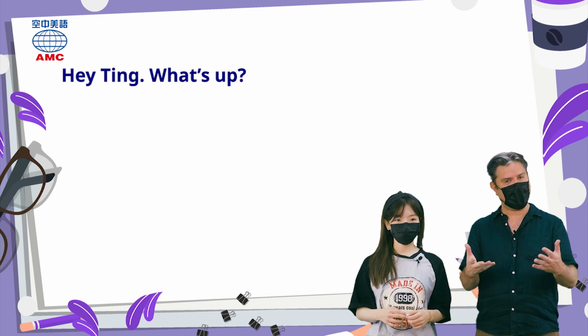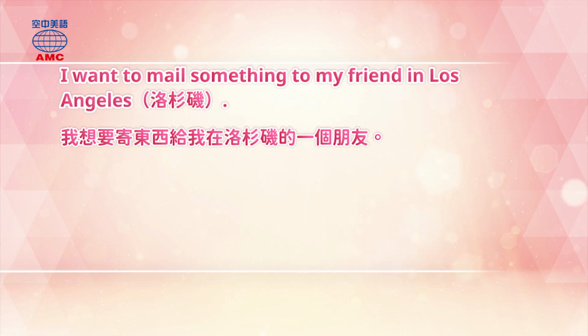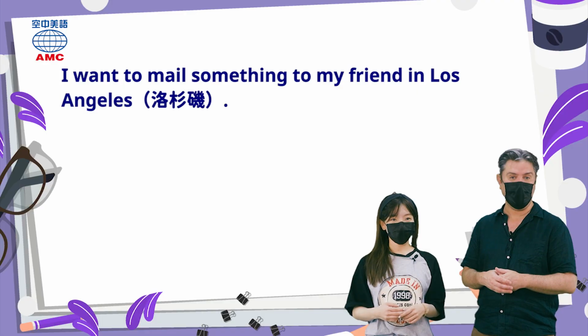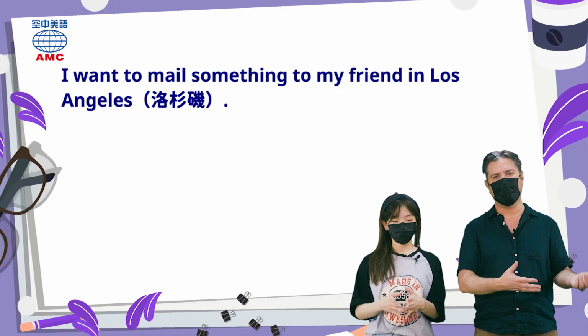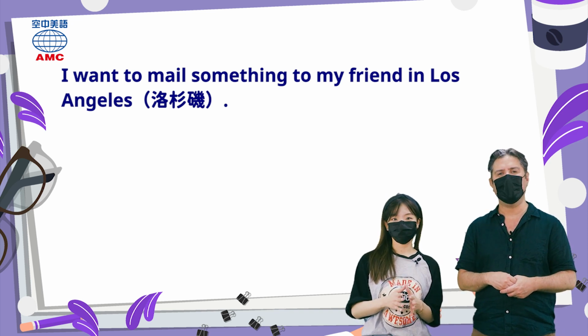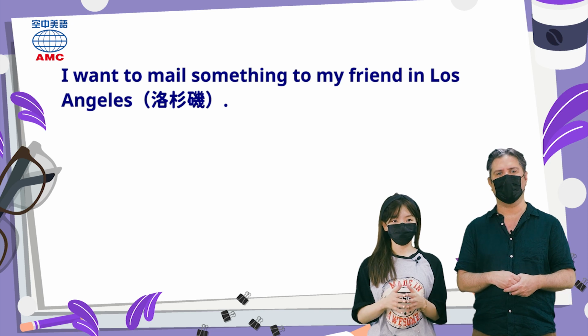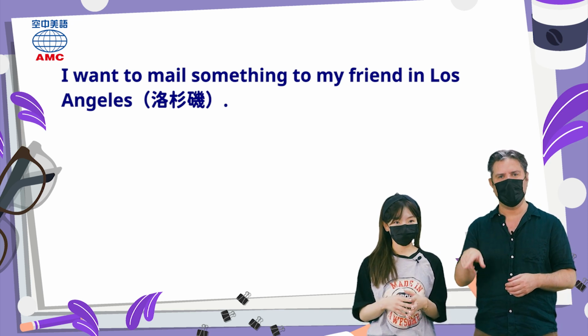Well, Ting actually does have something new and interesting she's dealing with. She says, I want to mail something to my friend in Los Angeles. Okay, there you go. So Ting has another friend who lives in America in the city of Los Angeles, and she wants to mail something to her friend. Or she could, of course, also say, send something in the mail to my friend.